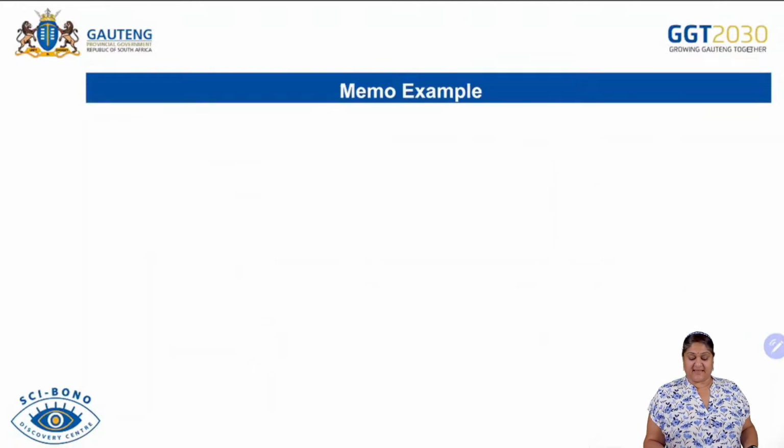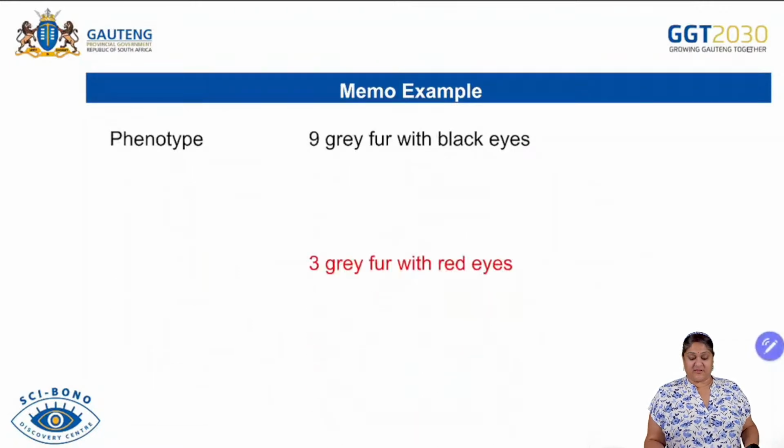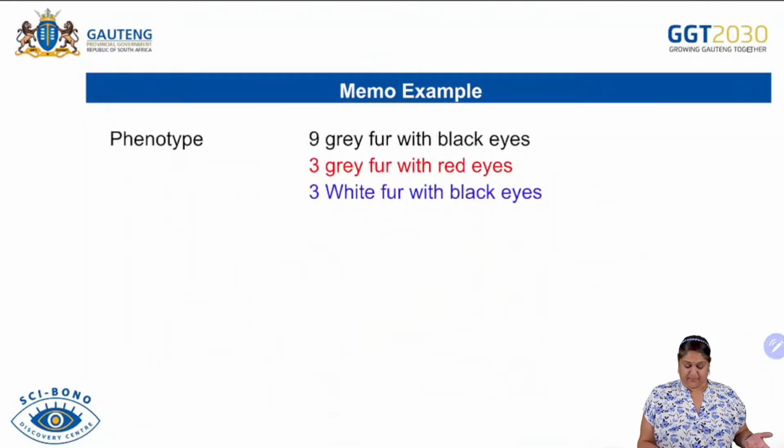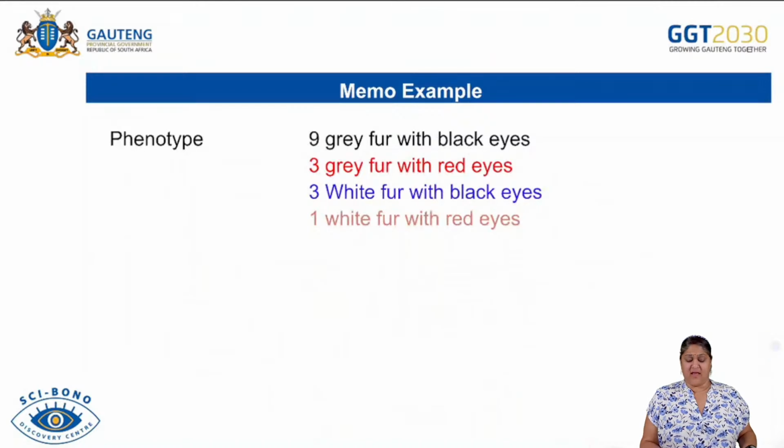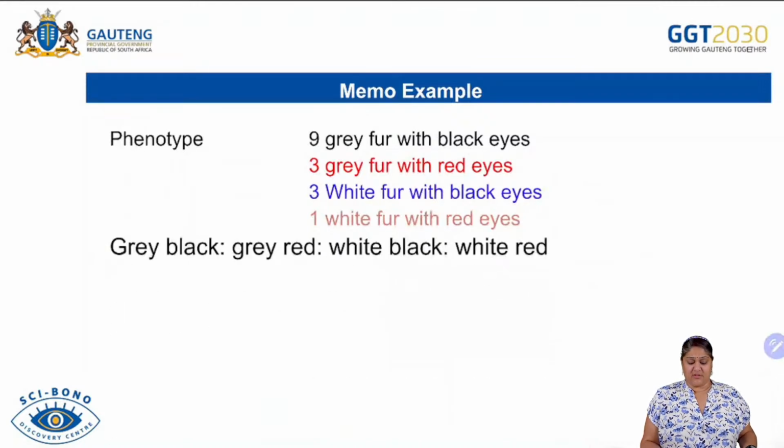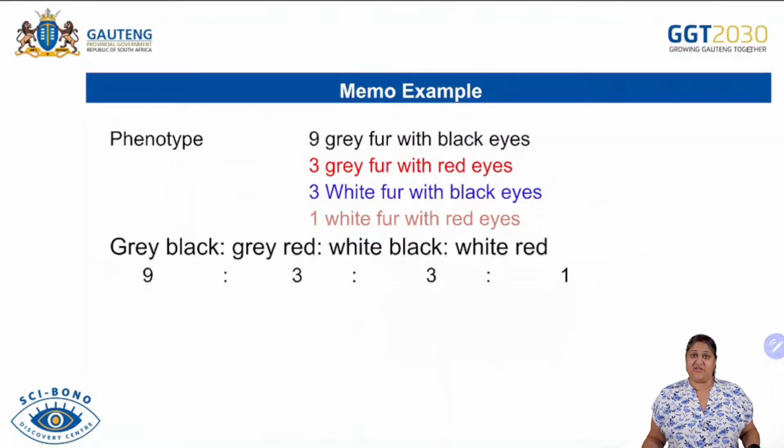Ratio, we cannot write it like that. First we need to write out the phenotype, which we just did. Then we need to put the ratio: gray black, gray red, white black, white red. And then we come up with the ratio 9, 3, 3, 1. As we mentioned earlier, that is the ratio we would have if we cross 2 heterozygous individuals for both traits. We would have all the offspring having the phenotypic ratio 9:3:3:1.